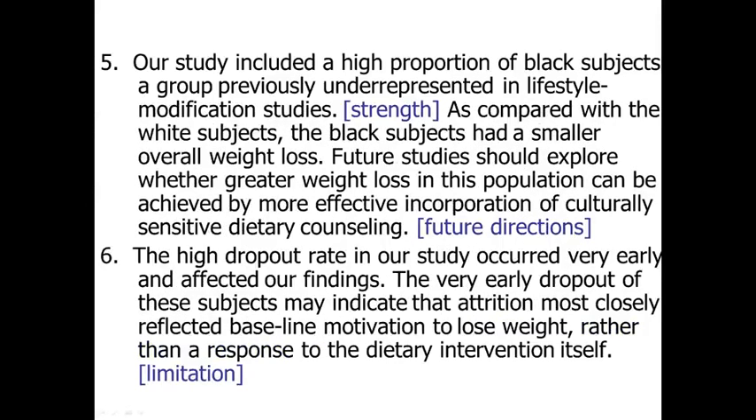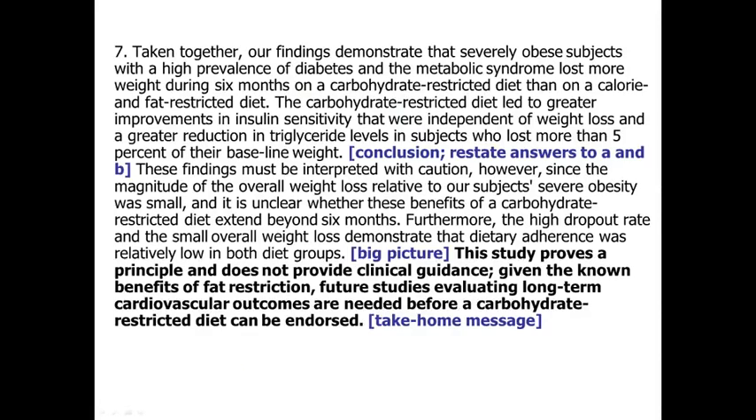So the fifth paragraph, now they give us strengths. One of our strengths was we had a high proportion of Black subjects in the group. It's a group that's previously underrepresented in this type of study. And they give some future directions. They say, well, other studies should look at different cultures and different ethnicities. They give another limitation. There's a high dropout rate. So with weight loss studies, a lot of people don't finish them, and that might have affected our results. So this discussion section was 7 paragraphs long, so here's the last paragraph.